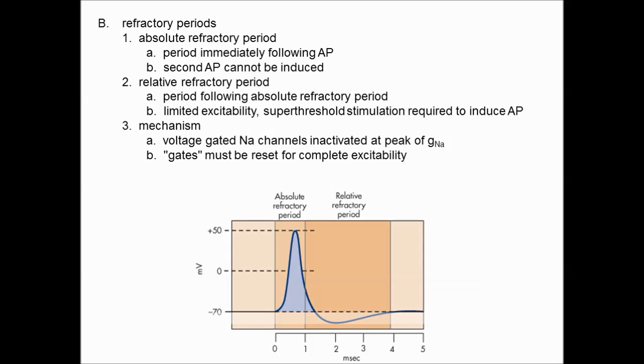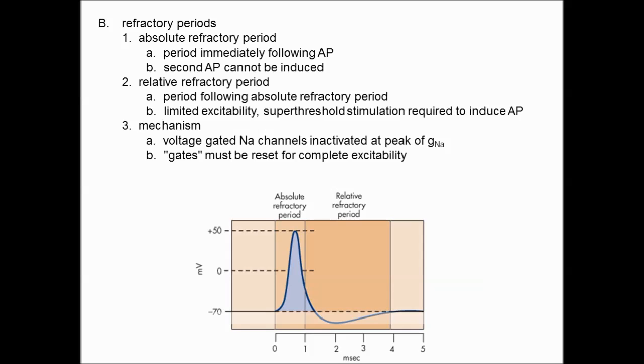Immediately following an action potential, a second action potential cannot occur. So if you try and stimulate right here, anywhere between 0 and 1 millisecond, there will be absolutely no response. So from this, I guess it's kind of a light red area right here, called the absolute refractory period, it's impossible to get a second action potential. So we say that the membrane is refractory, absolutely refractory.